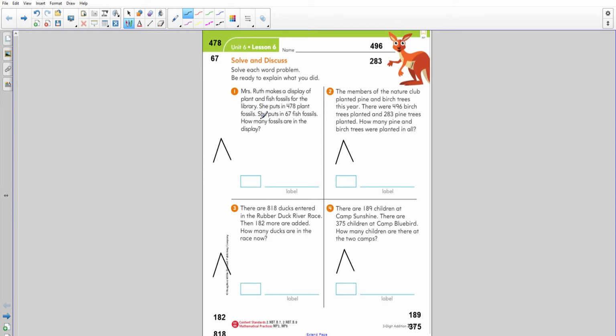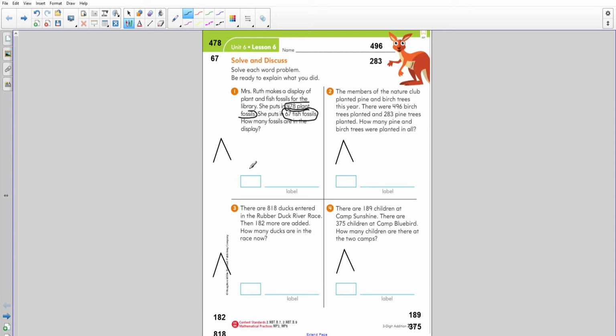Next, the sentence says she puts in 478 plant fossils. I see 478 plant fossils. I know that 478 will be one of the numbers I'll use in my equation. Next, she puts 67 fish fossils. So I know a second number is 67, and that will be for fish fossils.